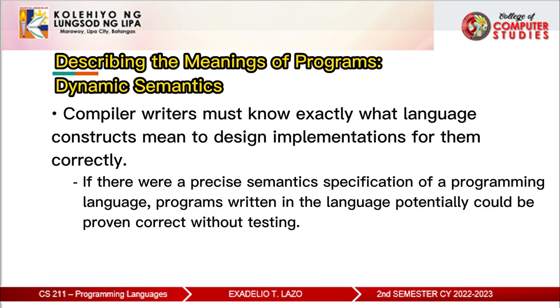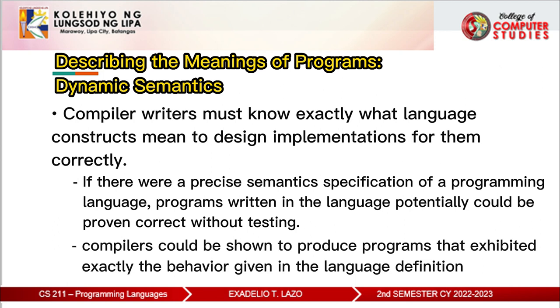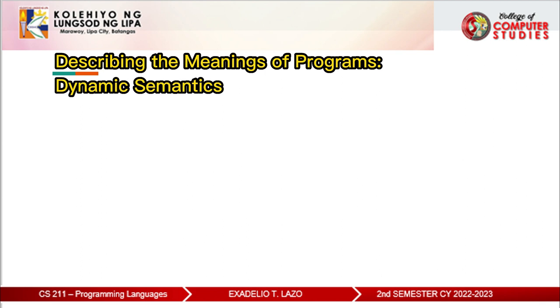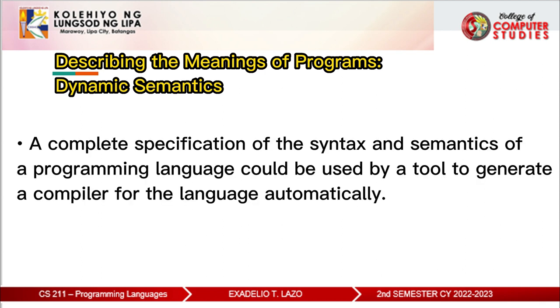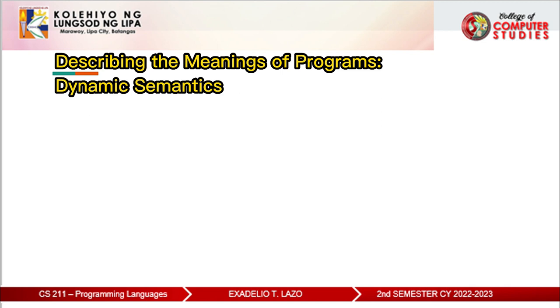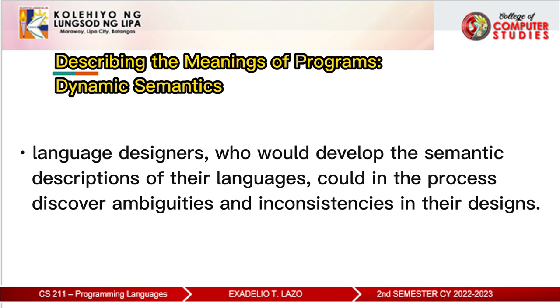If there were a precise semantic specification of a programming language, programs written in the language potentially could be proven correct without testing. Also, compilers could be shown to produce programs that exhibited exactly the behavior given in the language definition, that is, their correctness could be verified. A complete specification of the syntax and semantics of a programming language could be used by a tool to generate a compiler for the language automatically. Finally, language designers, who would develop the semantic descriptions of their languages, could in the process discover ambiguities and inconsistencies in their designs.